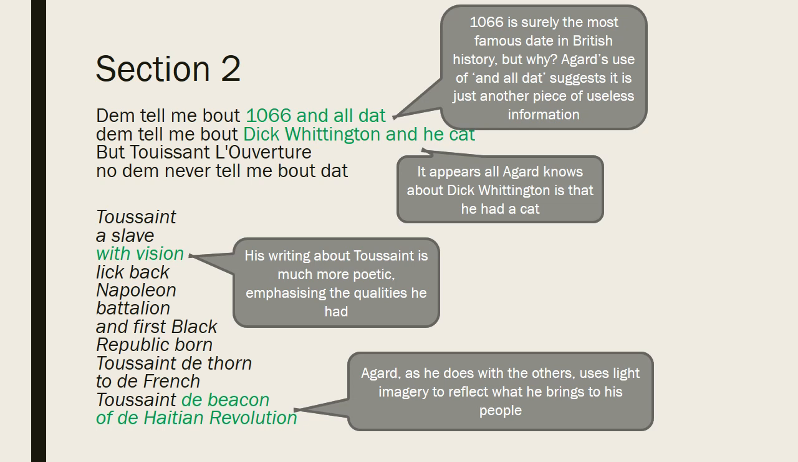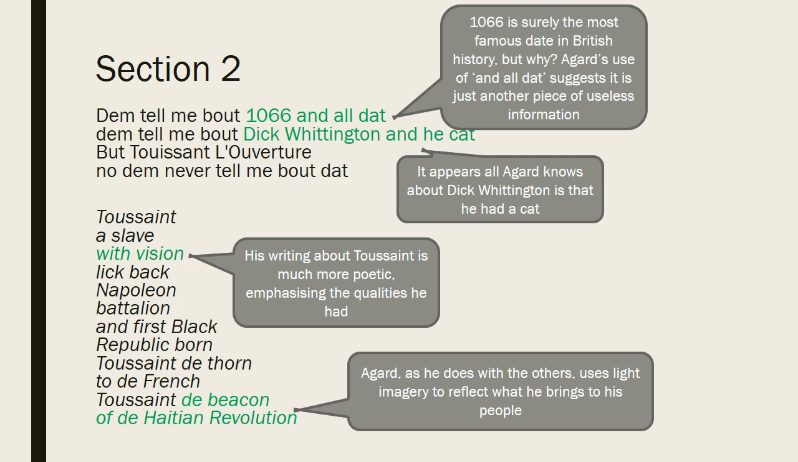It's certainly impressive what he apparently does, knocking back Napoleon, establishing the first Black Republic. But at the end of this, what is worth noting here is that he uses light imagery, the beacon of the Haitian Revolution. All three sections use light imagery to create this sense of enlightening not only his people, but also enlightening those who come after into their identity.